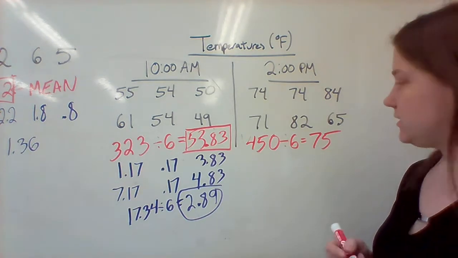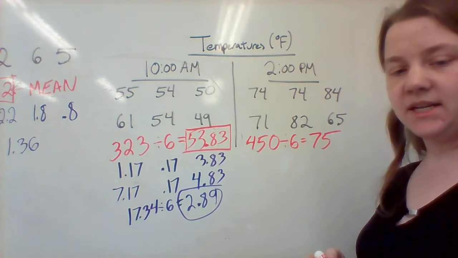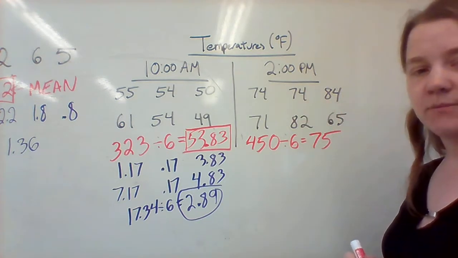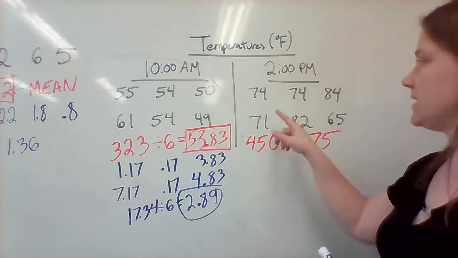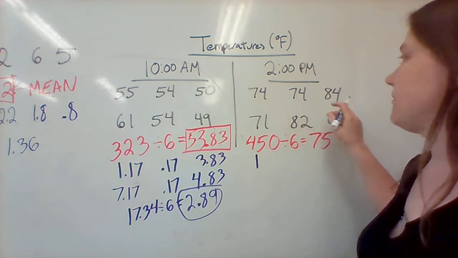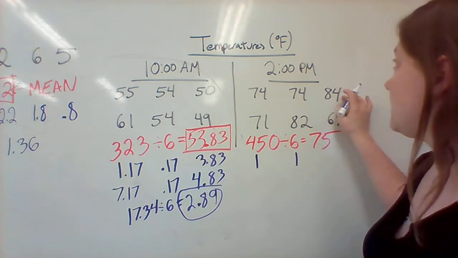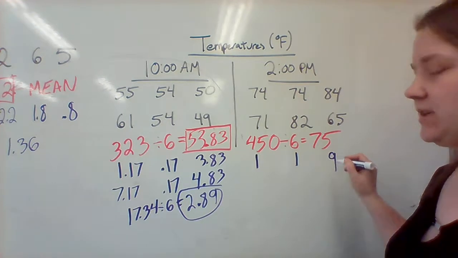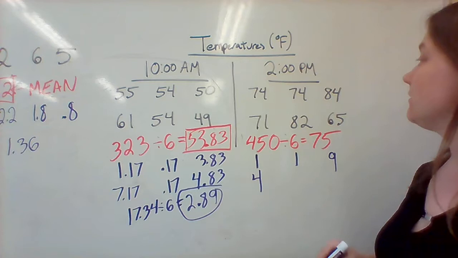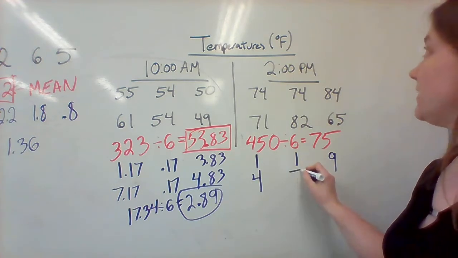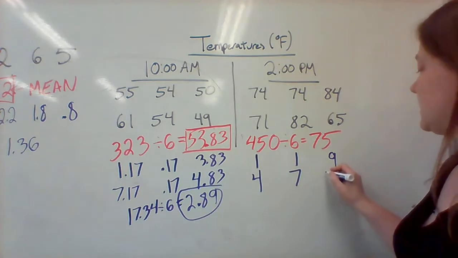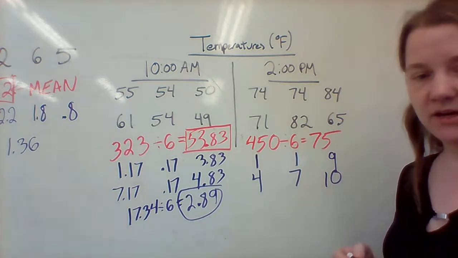The next thing I need to do is figure out how far away from 75 each of these numbers is. So 74 is 1 away from 75. 74 is 1 away from 75. 84 is 9 away from 75. 71 is 4 away from 75. 82 is 7 away from 75. And our last number, 65, is 10 away from 75.